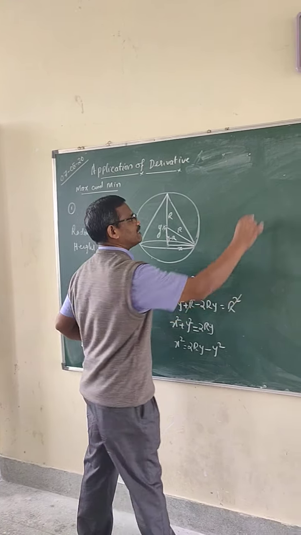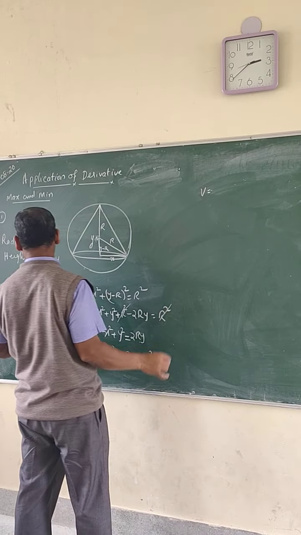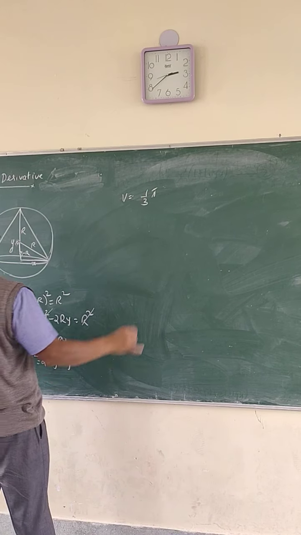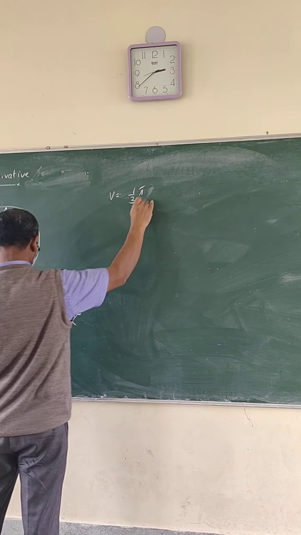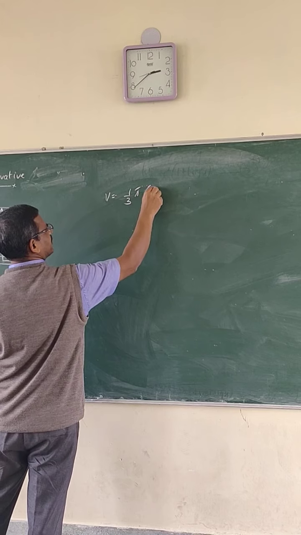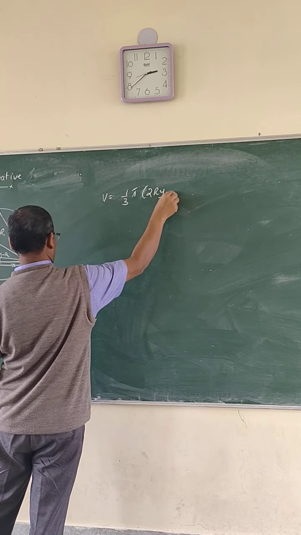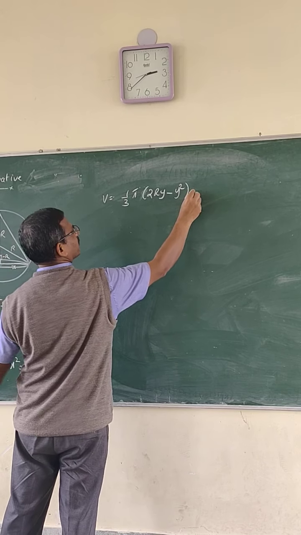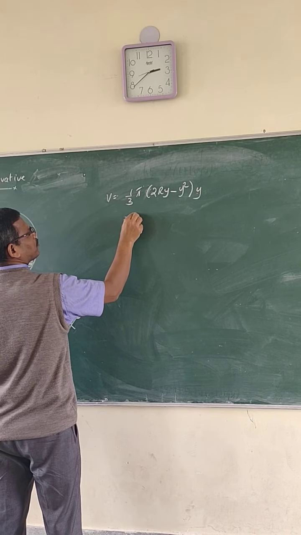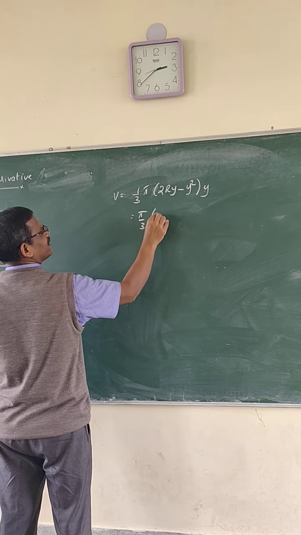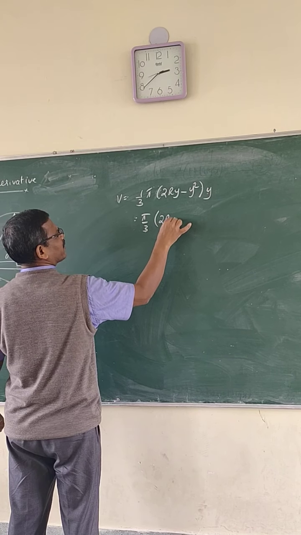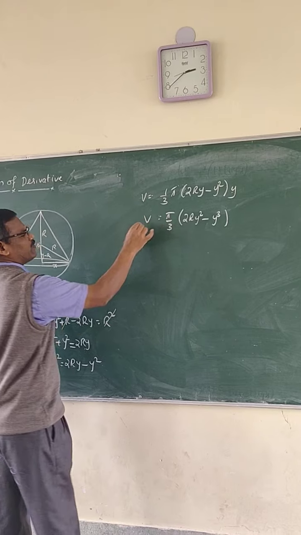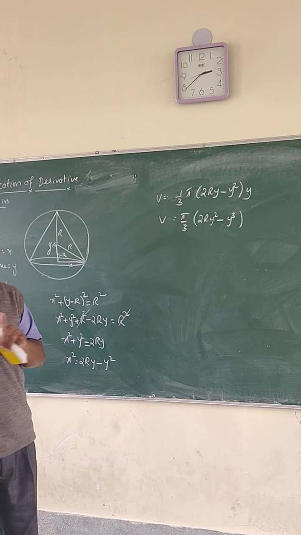Now let us see what V is now. V is equal to 1 by 3 pi x square y. What is the value of x square? It is 2ry minus y square, into y. So it gives pi by 3 into 2ry square minus y cube. Now this is the volume function. This volume should be maximum.